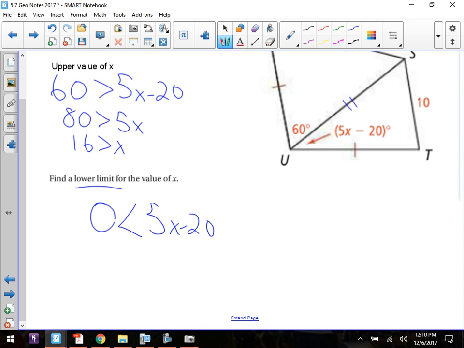You set it larger. Please stop leaning on the back of the chair. Okay? Thank you.